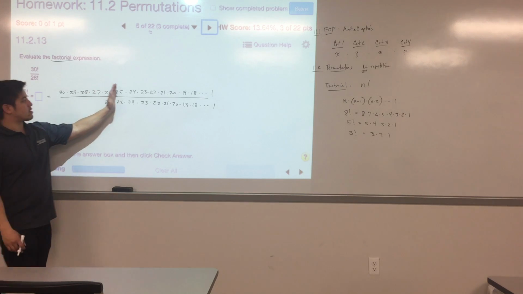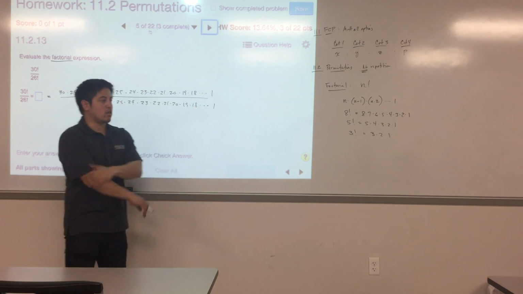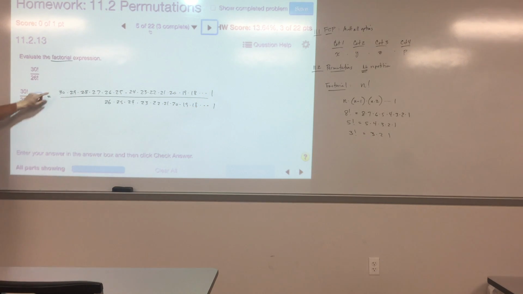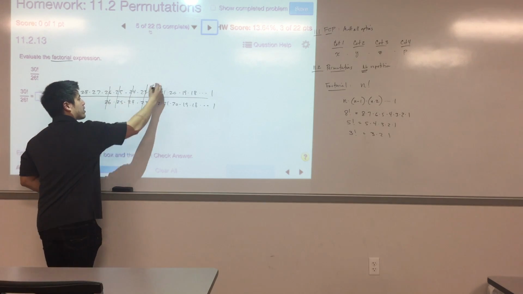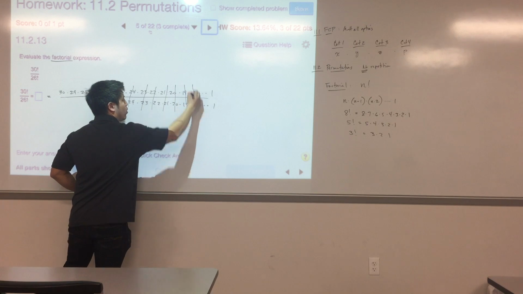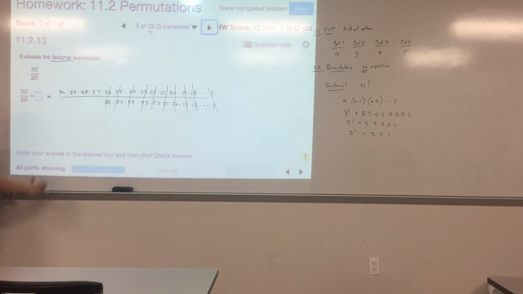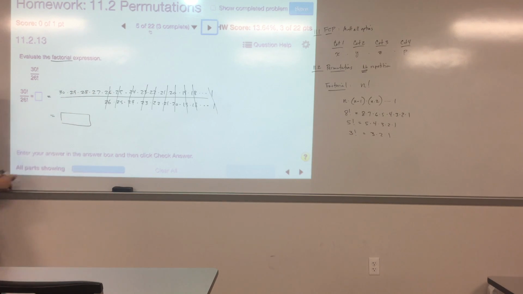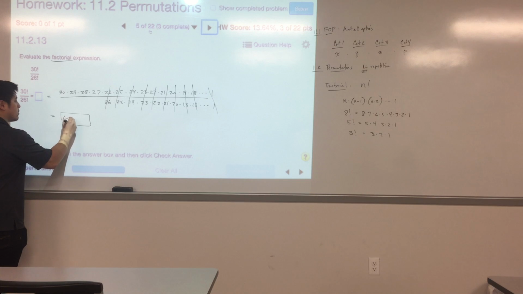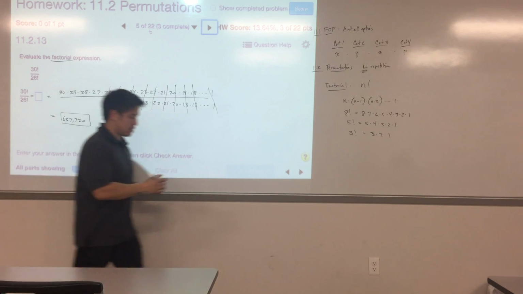There's a reason why I lined these up, isn't there? Because ultimately, I don't need to actually calculate 30 all the way down to 1 and 26 down to 1 and divide the two to get the answer. Everything from 26 down will cancel out, which means the only ones that are relevant are 30 times 29 times 28 times 27. That would be your answer. Somebody tell me what that is. 657,720. Let's type that in and see.